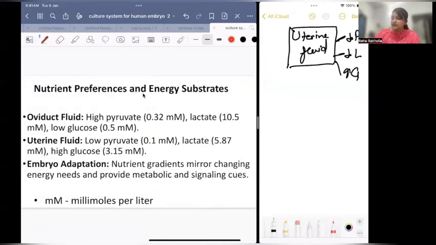Now, nutrient preference and energy substrate. I have already told you that in the oviduct there is high pyruvate and lactate and low glucose. In uterine fluid there is low pyruvate and lactate and high glucose.